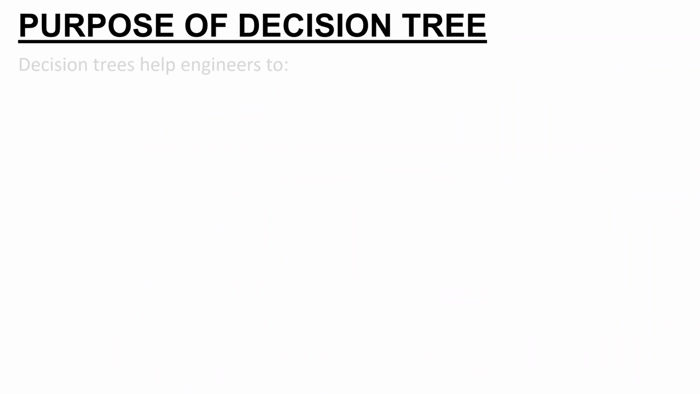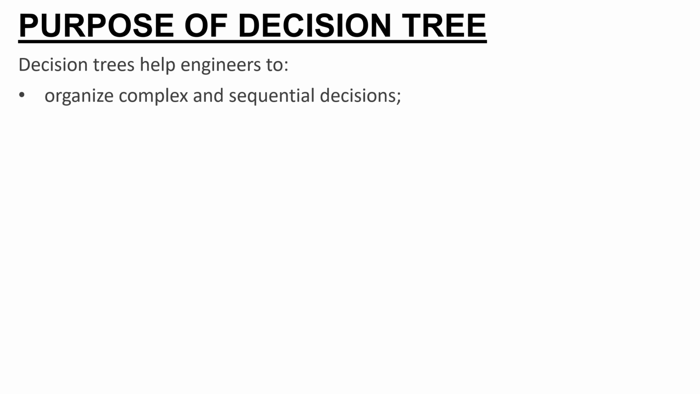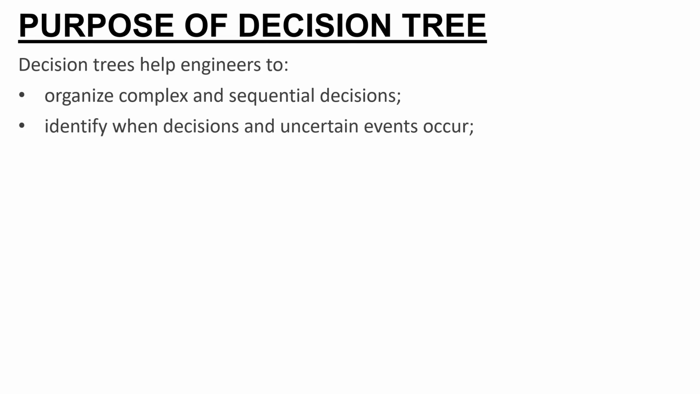What is the purpose, by the way, of a decision tree? Earlier, I said that decision trees help engineers visualize and evaluate sequential decisions. Further, decision trees help engineers organize complex and sequential decisions. When there are several decisions that we need to make in series, the decision tree organizes these complex and sequential decisions. Second is to identify when decisions and uncertain events occur.